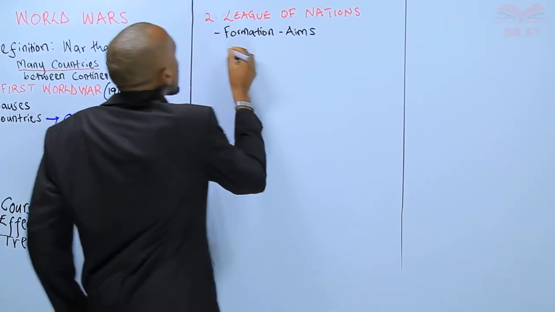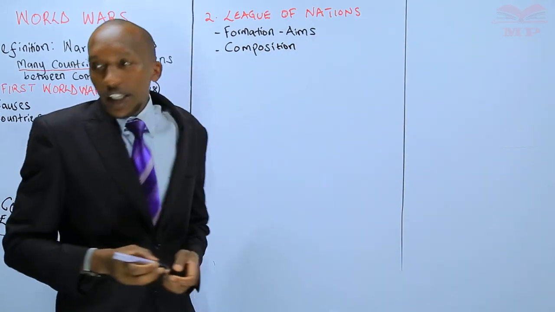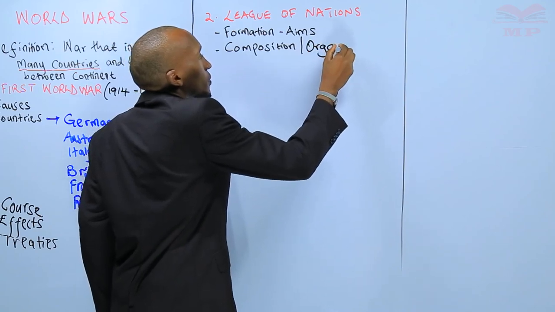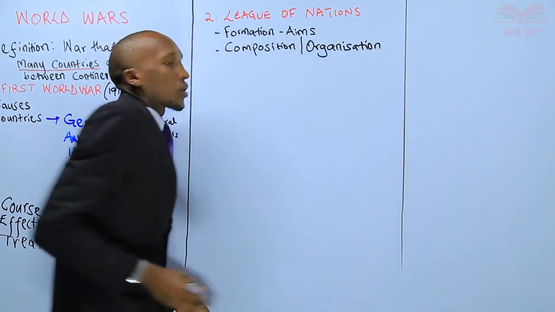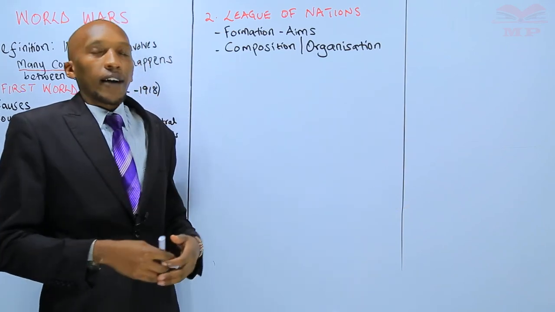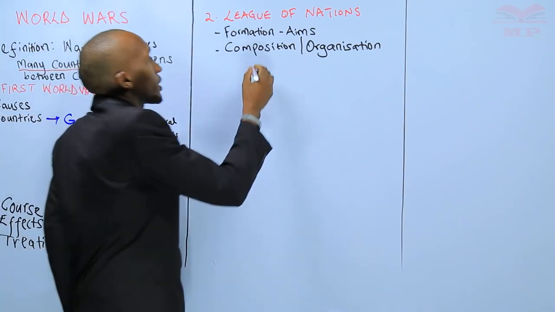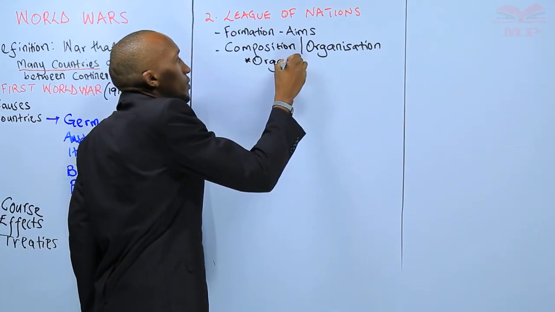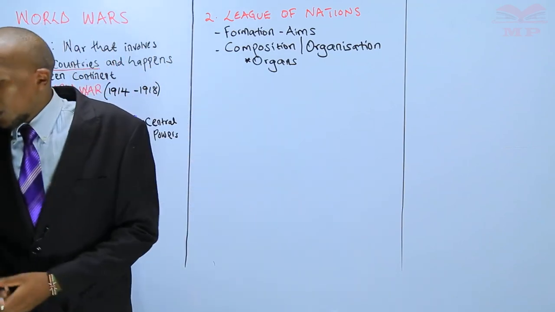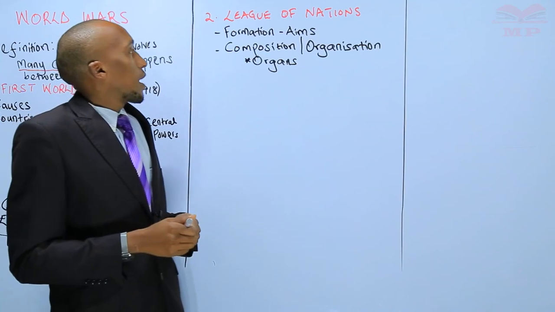And then number two, we are going to look at the composition of the League of Nations, or you can talk of organization. How was it organized? Was it just a party? Was it just a firm or a company? How was it organized? And you're going to look at the different organs that were in this. We are going to look at the organs of the League of Nations. We had the assembly, we had the secretariat, and many other things that we are going to talk about. We had the council, we had the specialized agencies that each of them had a role to play.